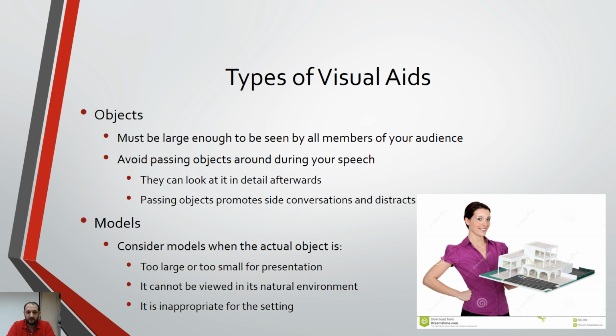Models. We saw this model right here. You don't typically want to pass models around. They're likely to be fragile. Is the model too large or too small, depending on the size of the room? Is it something that's viewed in its natural environment, or is it inappropriate for the setting? Different models fit best in different locations. Some full-size scale models aren't necessarily movable because of the fragile state of the model. It's important to factor all of that into account when using something like a model for visual aid purposes.